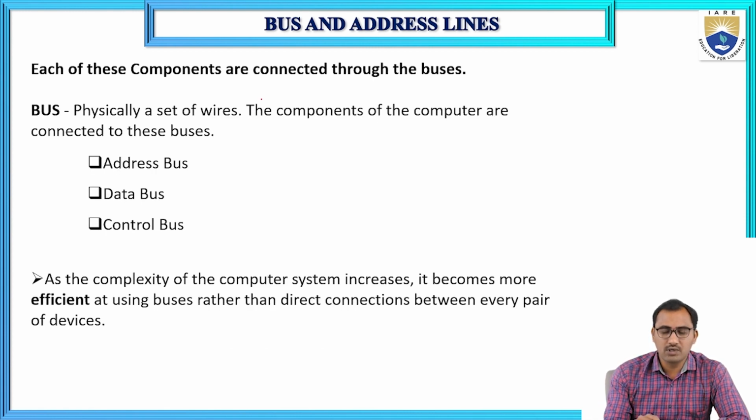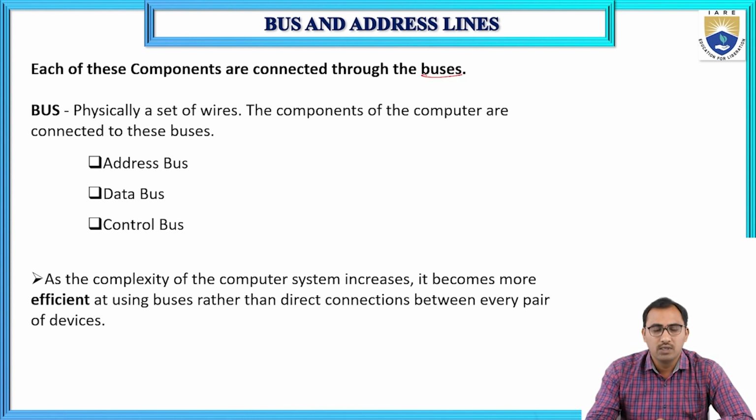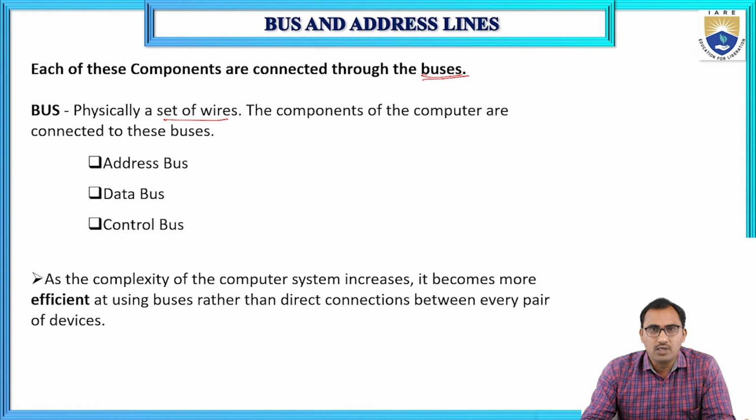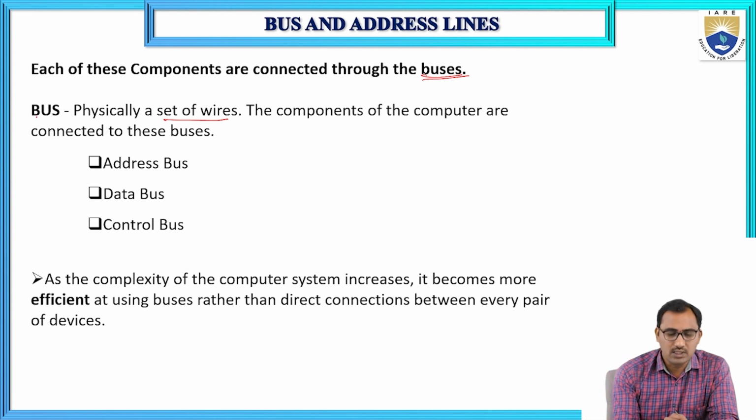Coming to each of these components, they are connected through buses. So all these modules are connected using a bus. So what is a bus? A bus means physically a set of wires. The components of a computer are connected to these buses. Just before, we have seen the CPU, memory subsystem, and I/O subsystem. All these various subsystems are interconnected by using these buses. So a bus means a group or set of wires.